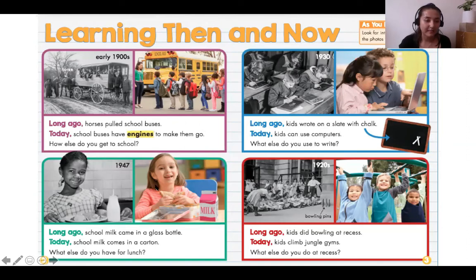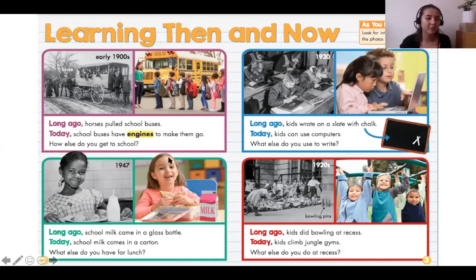Can you read for me? Let's have a girl. Kitty, can you read for me? Long ago, kids did bowling at recess. Today, kids climb the jungle gym. What else do you do at recess?